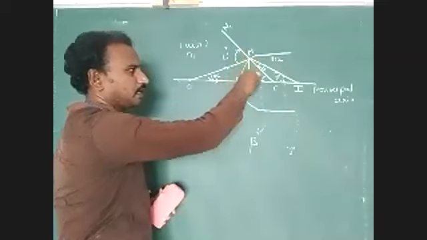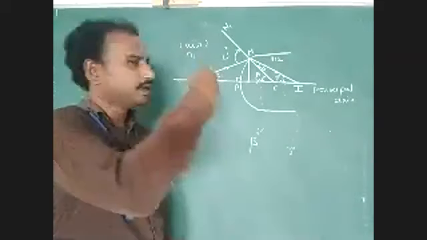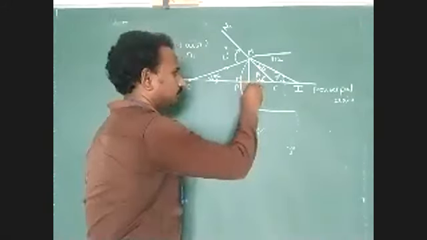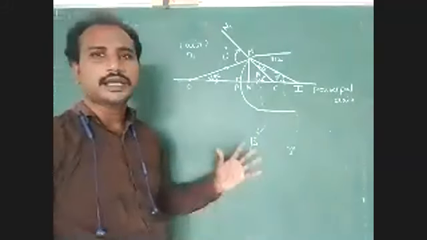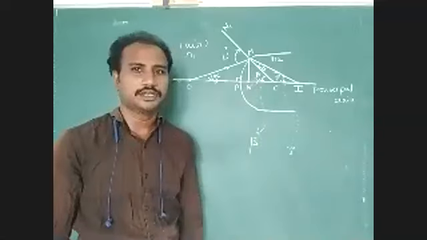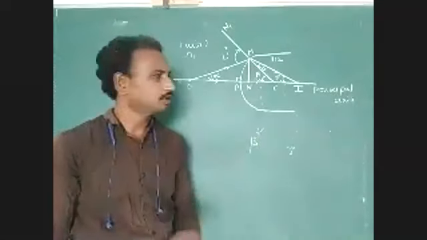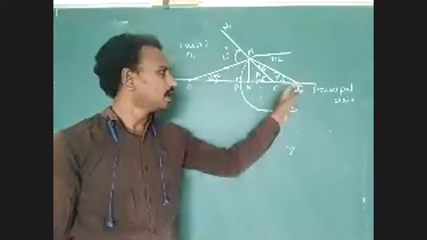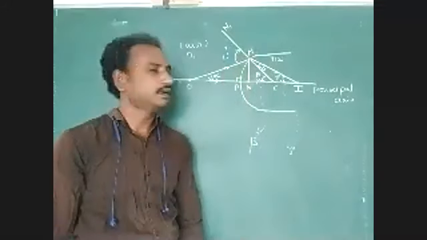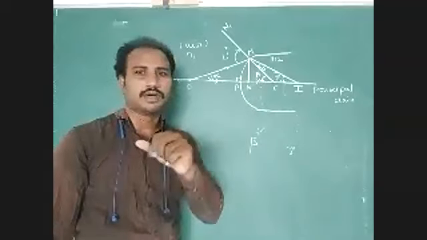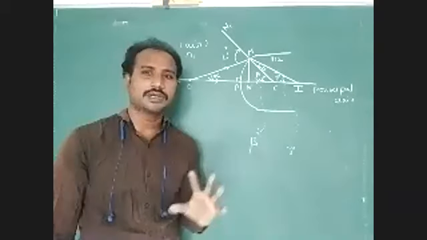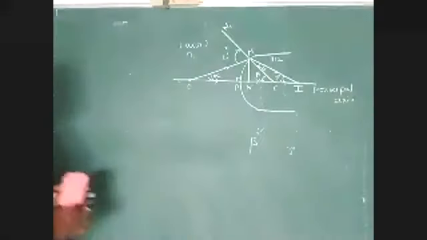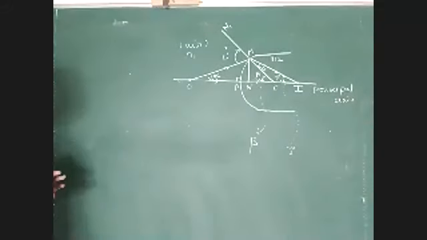We have to draw one perpendicular line from M to the principal axis. It meets the axis at N. In this diagram, how many right angle triangles are there? We have to identify them. Here, ONM is one right angle triangle, INM is another, and CNM is one more. In total, we have three right angle triangles.